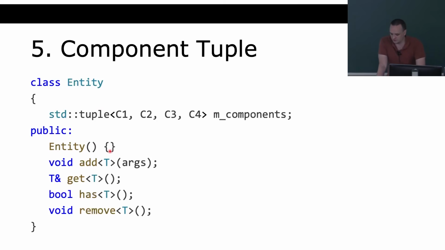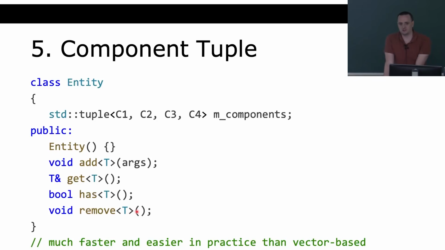So we're going to have a constructor. We're going to be able to add a particular type of component. We're going to be able to get a particular type of component, check to see if we have the component, and also remove the component if we don't want it there anymore, right? So maybe we have some invincibility frames, so we remove damage or something like that. So this is much faster in practice than the vector-based thing. Even if you do manage to figure out the code for the vector-based solution, this is actually faster because it's all constant time access, C++ behind the hood. The compiler knows exactly where these variables are, etc.